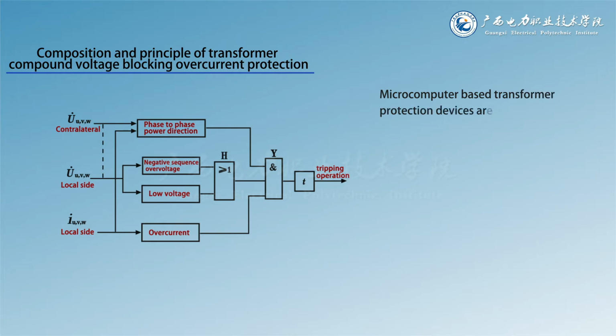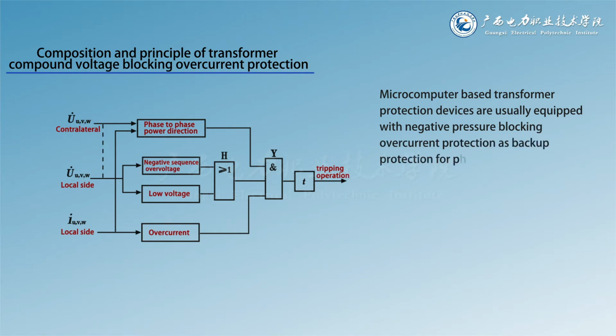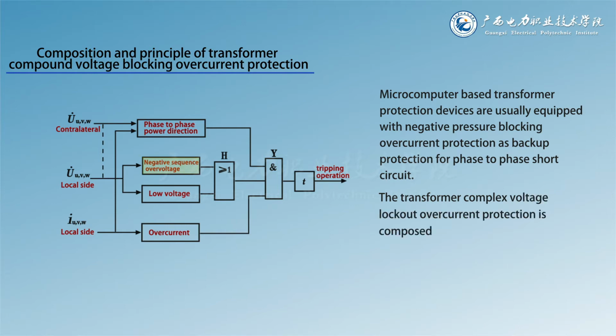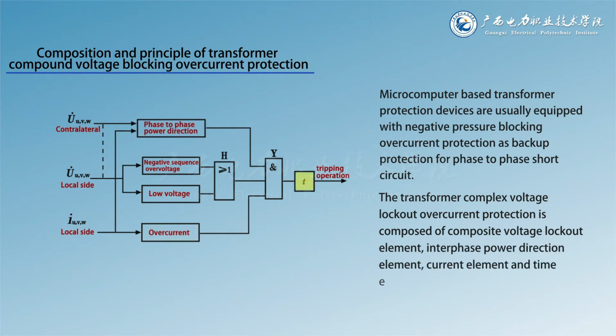Microcomputer-based transformer protection devices are usually equipped with composite voltage blocking overcurrent protection as backup protection for phase-to-phase short circuit. The transformer composite voltage blocking overcurrent protection is composed of a composite voltage blocking element, an interphase power direction element, a current element, and a time element.